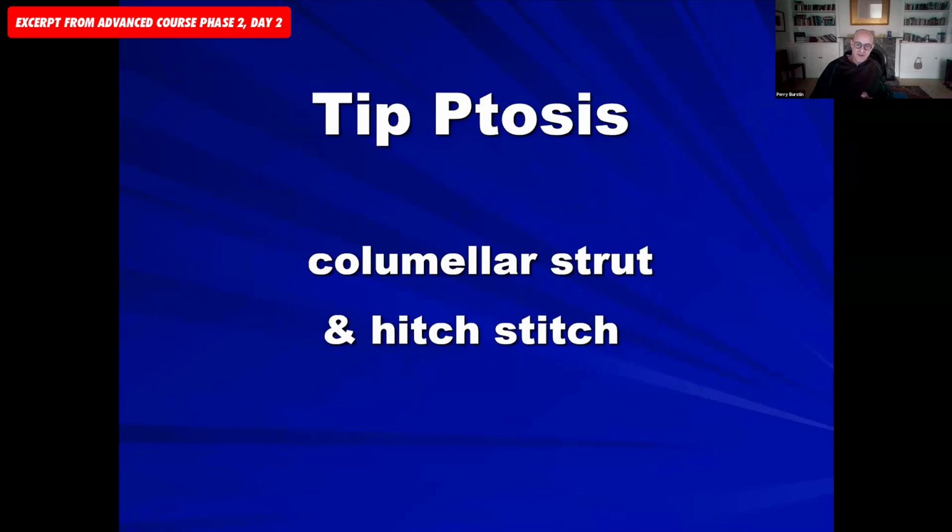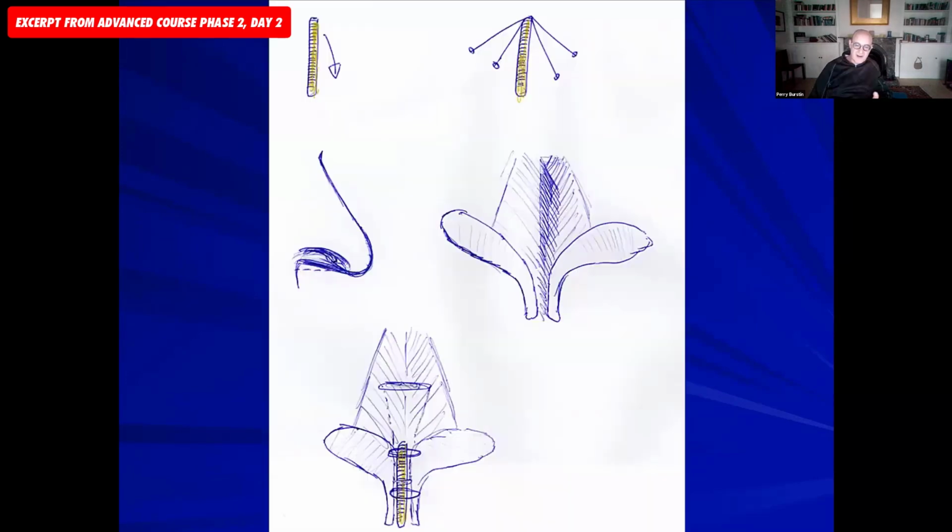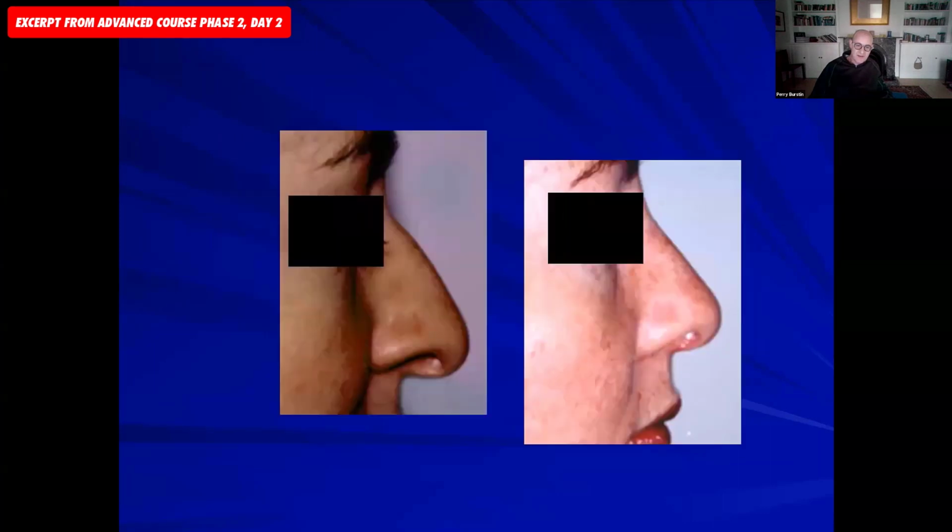We've got tip ptosis, which we used to treat with a strut and hitch. So a bit like a banner, you lift it up. So here we've lifted the nose upwards. Again, from a ptosed position, we've lifted them upwards.